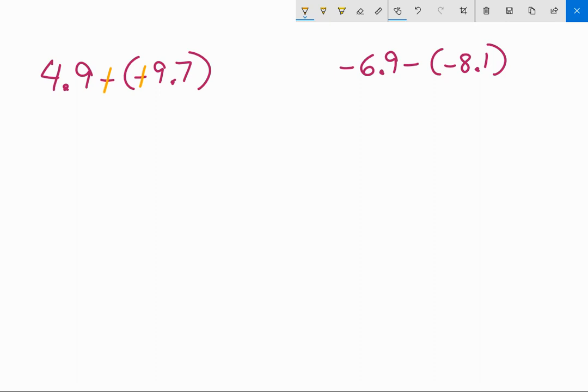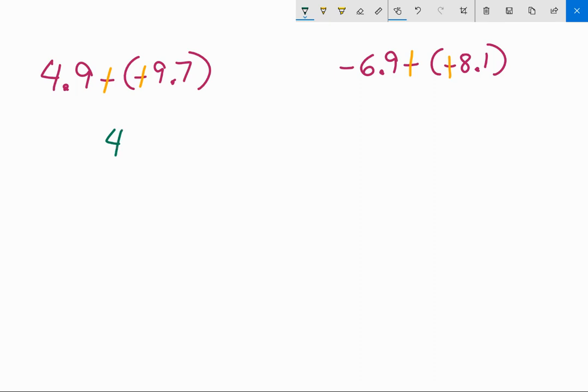Let's just look at the second problem. Negative 6.9 minus a negative 8.1. Okay, there's a minus a negative. Make that plus a positive. Now we just have a regular add or subtract problem. The first one, we have 4.9 plus 9.7. That's what it became. So it's just a regular add problem.